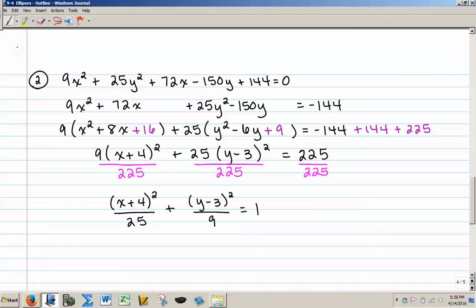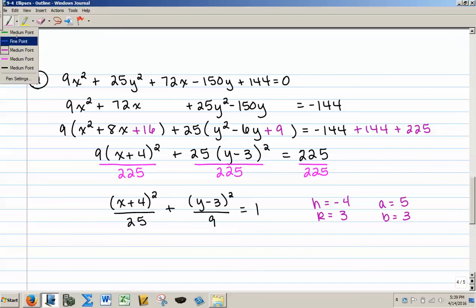So let's identify some of our parts. My h is going to be -4. My k is a +3. A is going to be 5 and B is 3. Remember, this 25 is A squared, so A is going to be 5. 9 is B squared, so B is going to be 3.